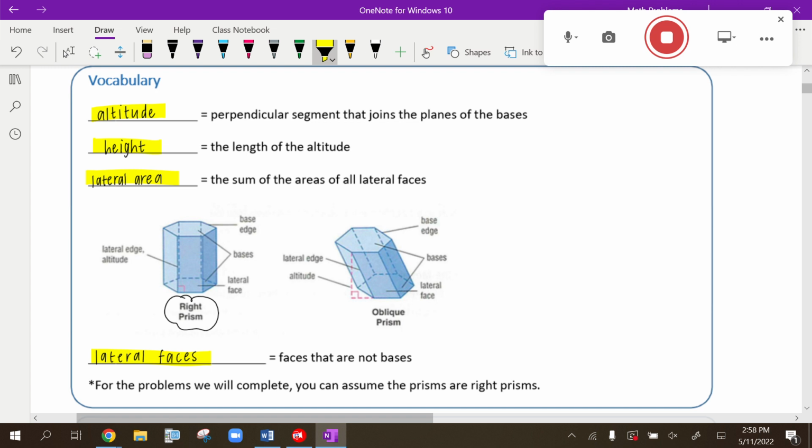So this may be important. For example, if you are trying to cover a soup can with a label, you would not be covering the bases, the top and bottom of the soup can, with paper. Therefore, you would only be covering the lateral face and not the bases. So that's an example of where lateral area may be used.